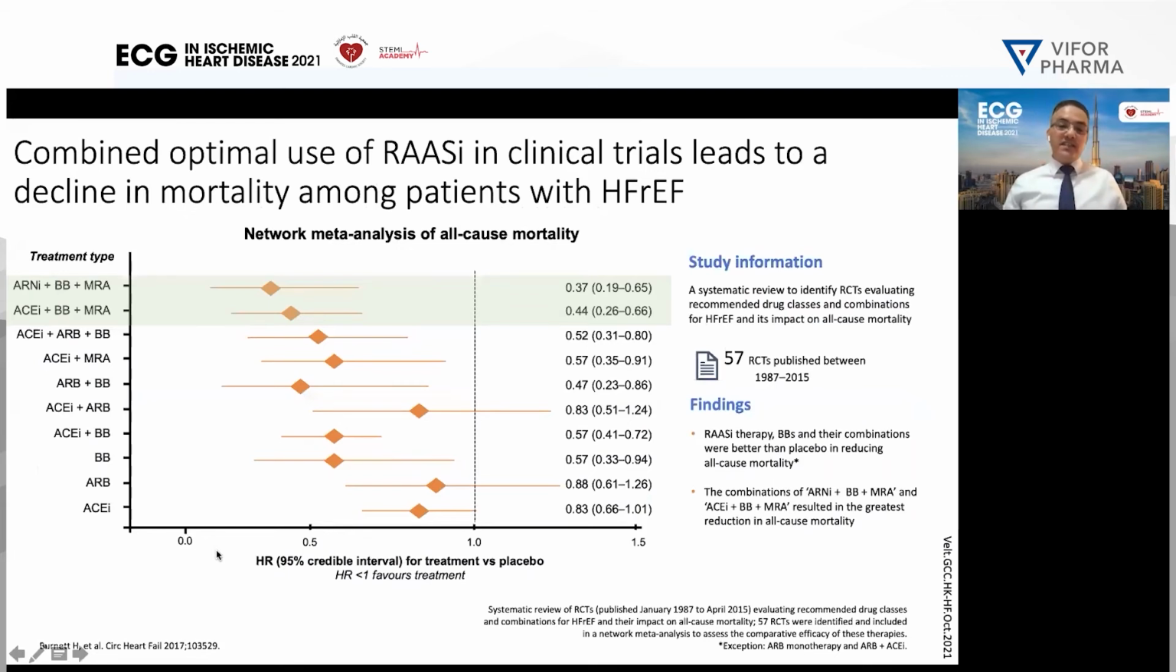This is a systematic review of 57 randomized clinical trials published between 1987 and 2015. Here they wanted to identify the recommended drug classes in combination for patients with HFrEF. They found that the RASi inhibitors, which are the ARNIs, MRAs, and the ACE inhibitors, when combined with the beta blocker, give better reduction in all-cause mortality compared to placebo. And if you add the ARNI to the combination, the new one which came a few years back, you will get the greatest reduction in all-cause mortality.